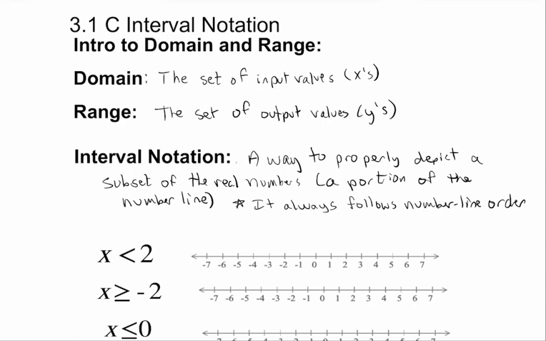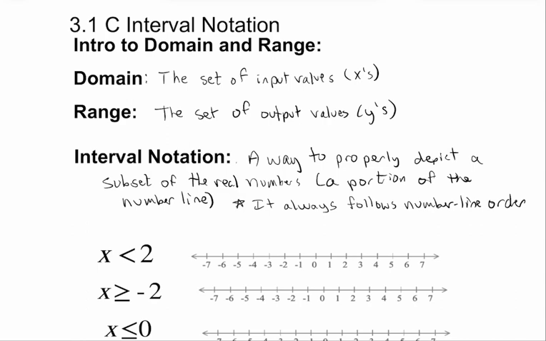Domain is the set of all of the x values that we can use. Now remember, there are some functions that have x values that we need to eliminate. Fractions, we can't have zero denominators. Square roots, we can't have negatives, if we're talking about the real number line. Range is a set of output values, the set of y's. So what numbers can we get out?